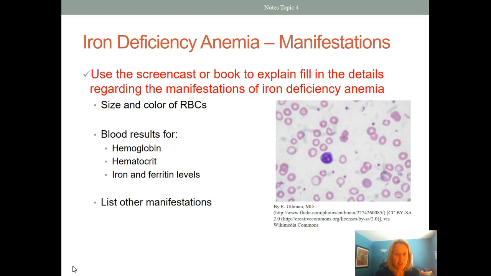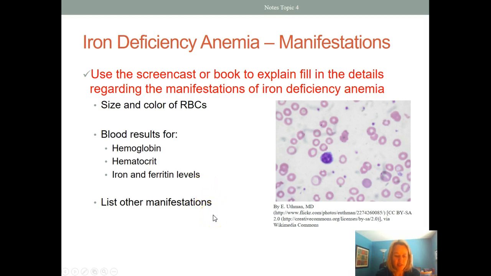What are the manifestations of iron deficiency anemia? Here again, I want you to use this screencast or the book to fill in the details. So, size and color of red blood cells. These red blood cells are going to be microcytic, small in size, and hypochromic. And let's look at the blood results. Hemoglobin is going to be low, hematocrit is going to be low, and then serum iron and ferritin levels are also going to be low.